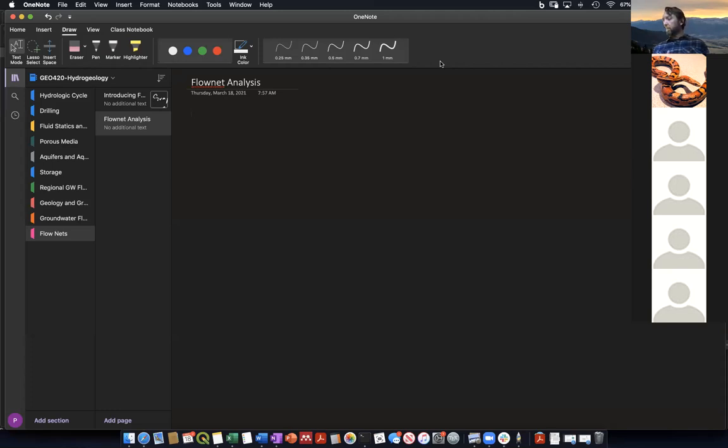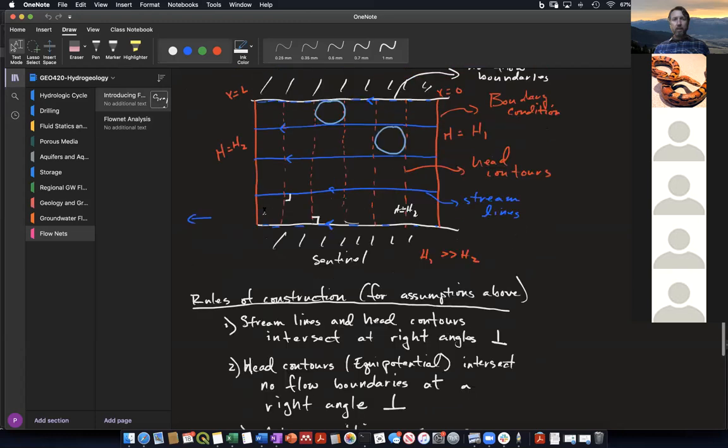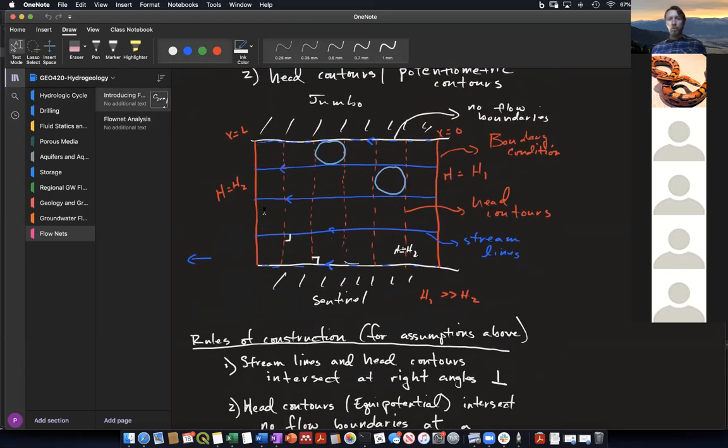So let's go back here and look at an example of a flow net that we drew, just to refresh our memory on what a flow net is. The idea of a flow net is that we have two sets of curves: head contours, which are contours of the same head value, and then streamlines are the other set of curves.